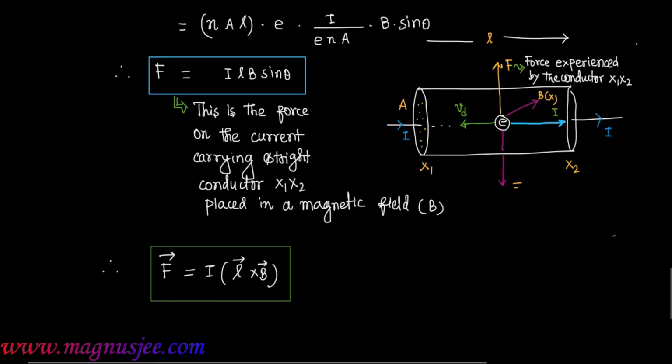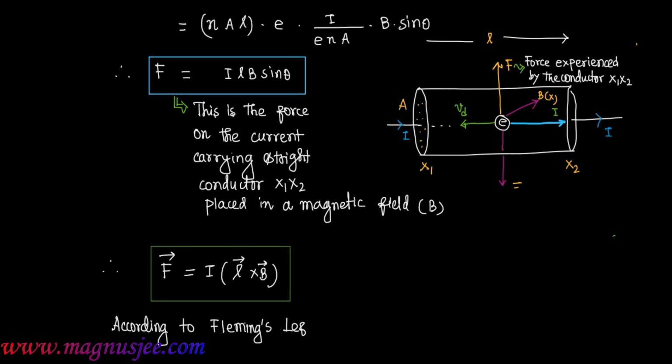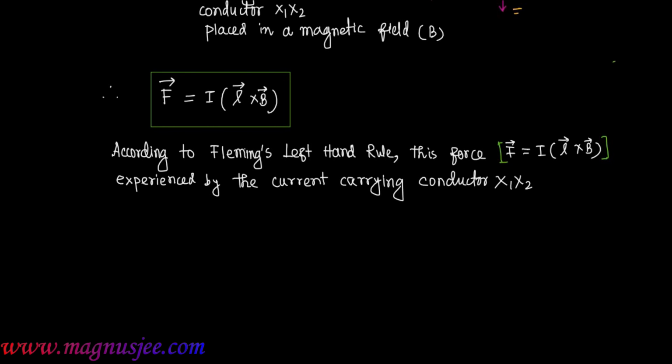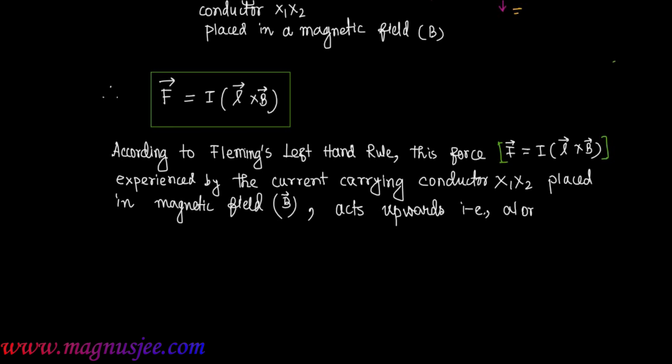Therefore, vector F equals I vector L cross vector B. According to Fleming's left hand rule, this force, vector F equals I (vector L cross vector B), experienced by the current carrying straight conductor X1 X2 placed in a magnetic field of induction vector B, acts upwards, perpendicular to the straight conductor X1 X2.